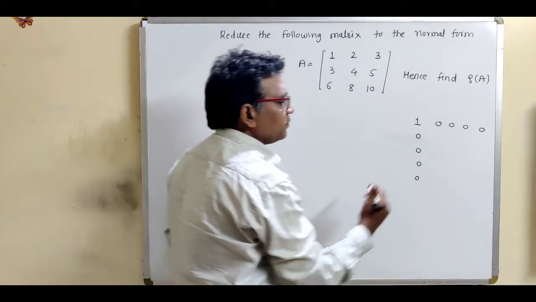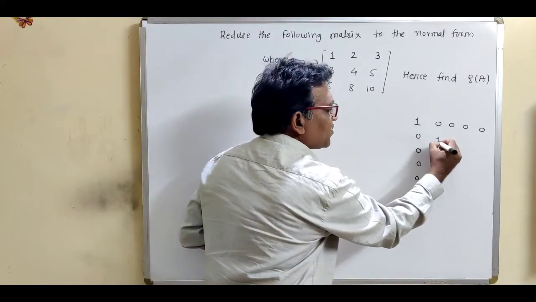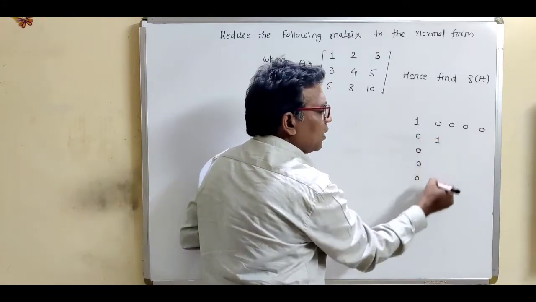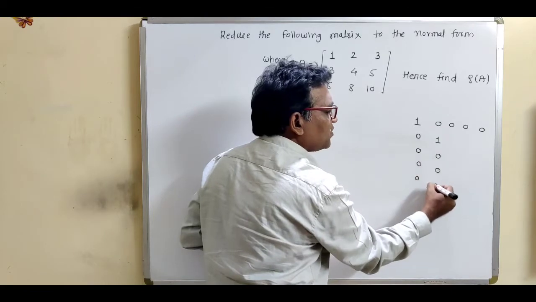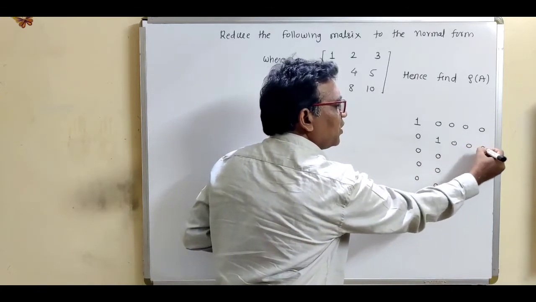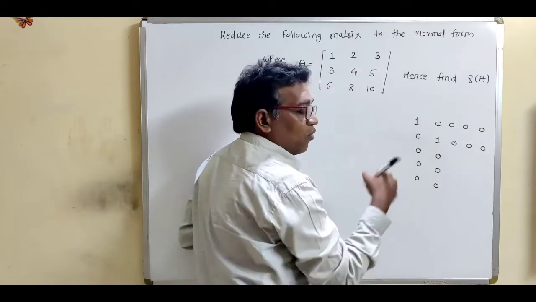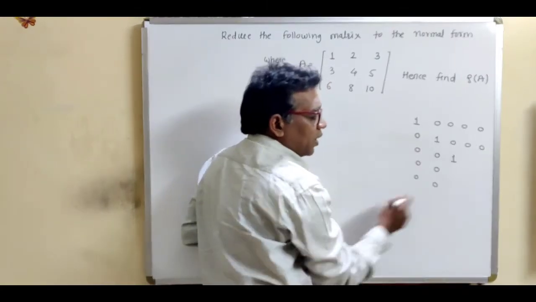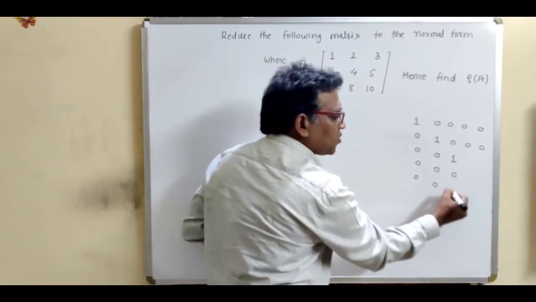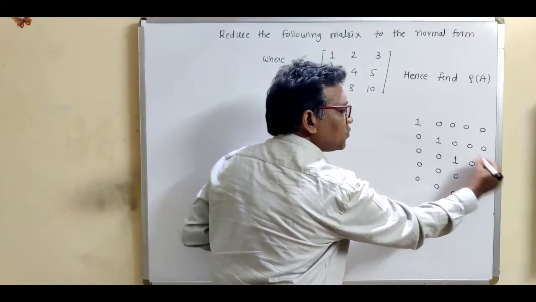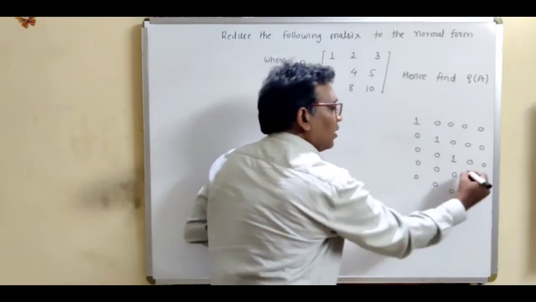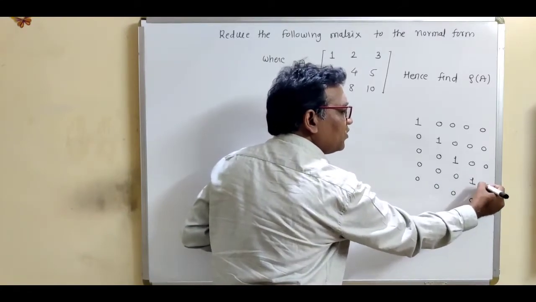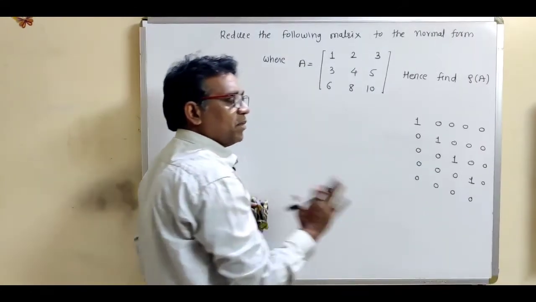What is the next step? Make the next entry 1. By using this element 1, make the corresponding column 0 as well as the corresponding row 0. What is the next step? Make the next entry 1. By using this one, make the corresponding column 0 as well as the corresponding row 0. So this is the method.